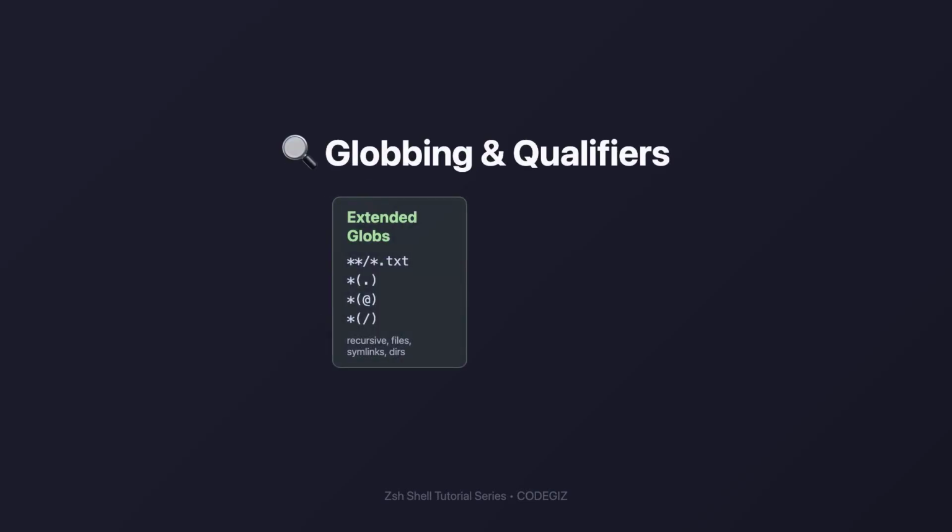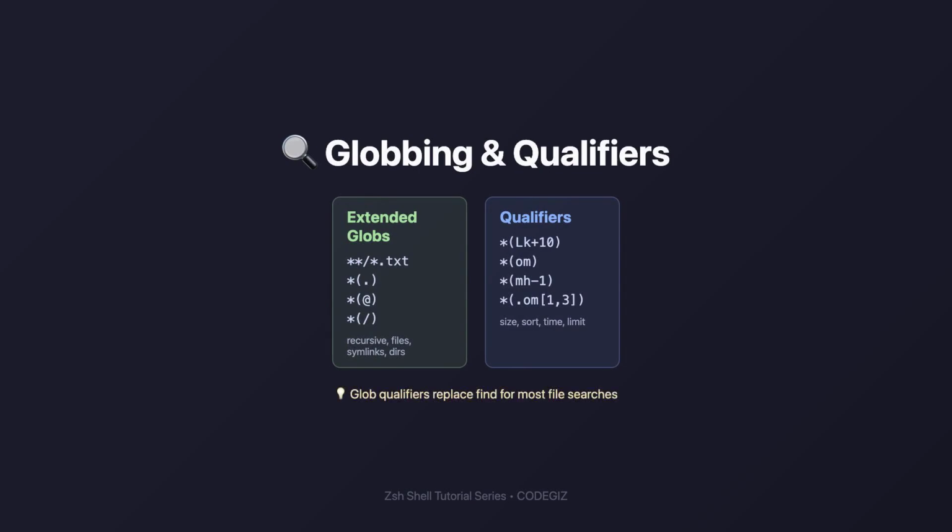ZSH globs are more powerful than basic wildcards. Double star matches files recursively in subdirectories. Qualifiers filter by type, dot for files, slash for dirs. Size and time qualifiers replace most find commands. You can sort and limit results right in the glob.